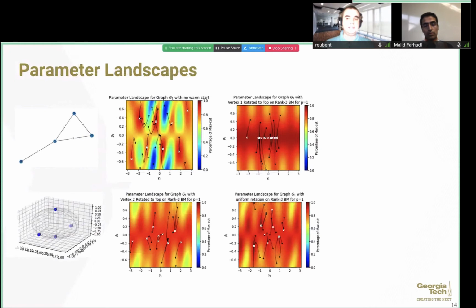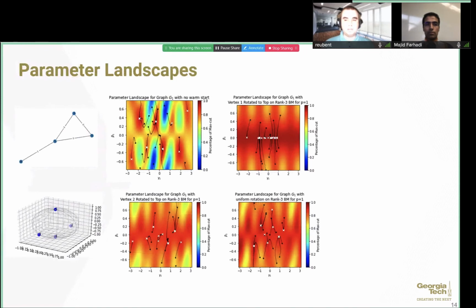Next, we look at parameter landscapes. Let's consider QAOA-Warm on this 4-node graph with the following rank 3 solution. For each plot, the axes correspond to the variational parameters gamma1 and beta1, and the color corresponds to the expected percentage of the max cut we'd achieve with depth 1 QAOA.